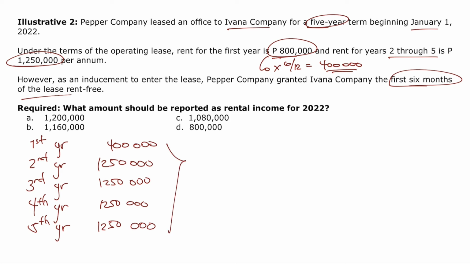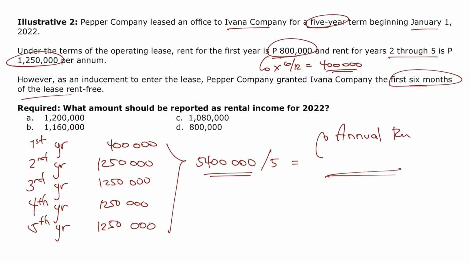So, kapag kinumpute mo yung total ng 5 to, magkano to? 1,250 times 4 plus 400,000 or this is equal to 5.4 million. Okay? 5 taon to. So, divide mo yun by 5. So, magkano ngayon yung annual rent income? Again, the annual, no, rent income will be equal to 5.4 million divided by 5 or this is equal to 1,080,000 pesos. So, if the question is the amount that should be reported as rental income for 2022, 1,080,000 or Charlie will now be our final answer.